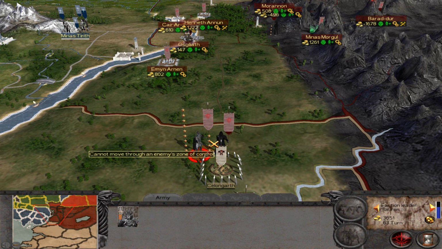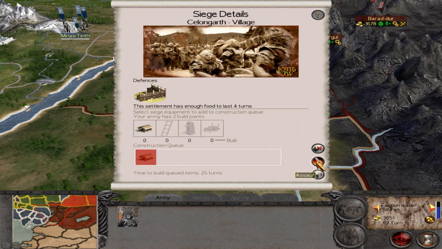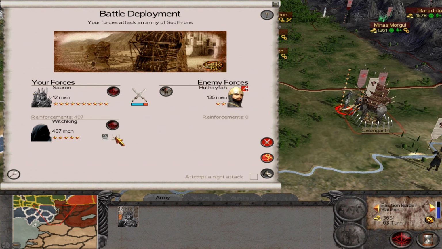Okay, we will start the battle. Allow this army to be controlled by the AI.